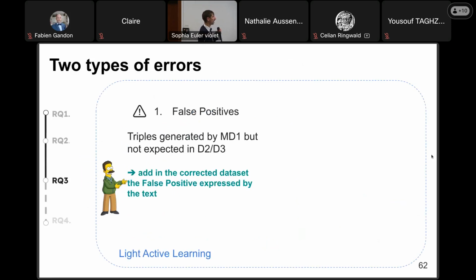You have the first type, the false positives, where the model generates triples that were not expected by our testing set. In this case, the annotators will have to correct the data set by adding the false positive into our corrected set, if it is expressed in the text.